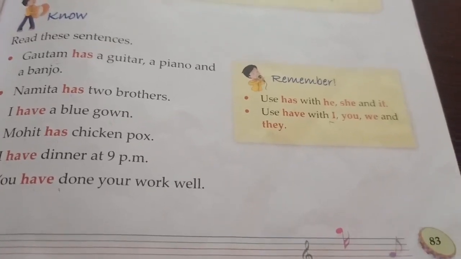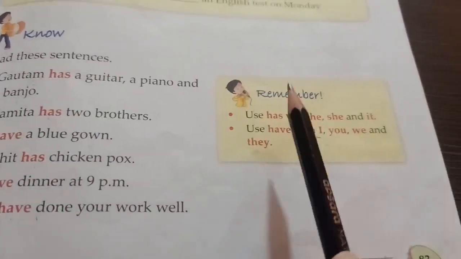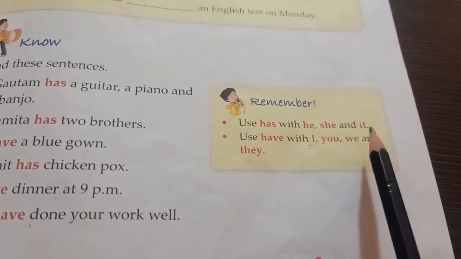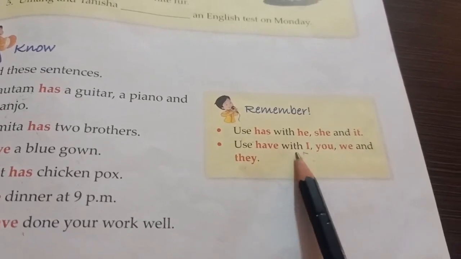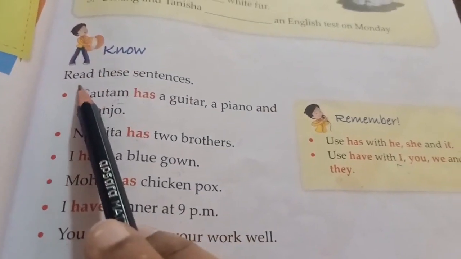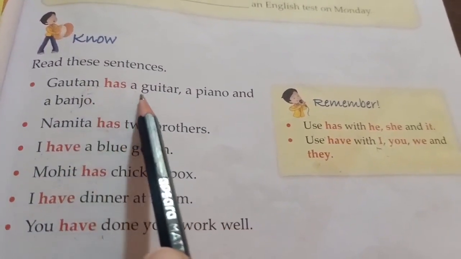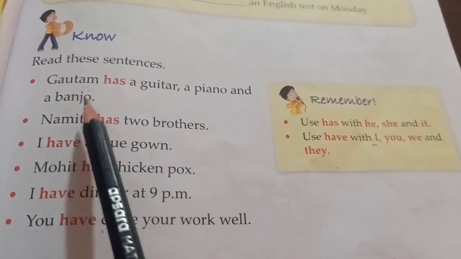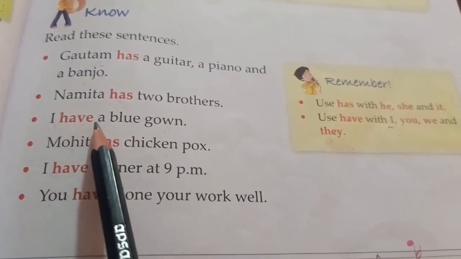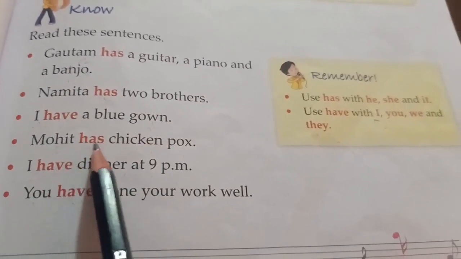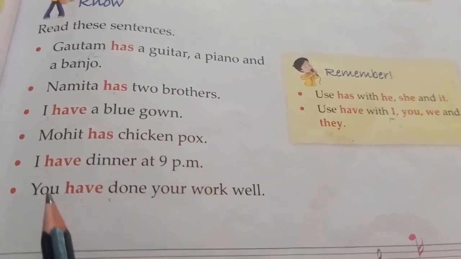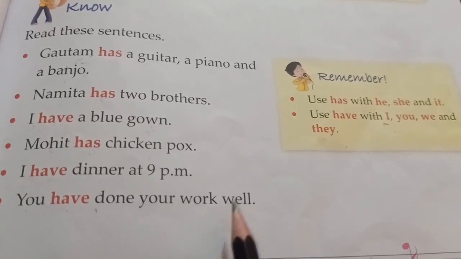Now open your book, page number 83. Remember, we use has with he, she and it. And we use have with I, you, we and they. Read these sentences. Gautam has a guitar, a piano and a banjo. Namita has 2 brothers. I have a blue gown. Mohit has chicken pox. I have dinner at 9 p.m. You have done your work well.